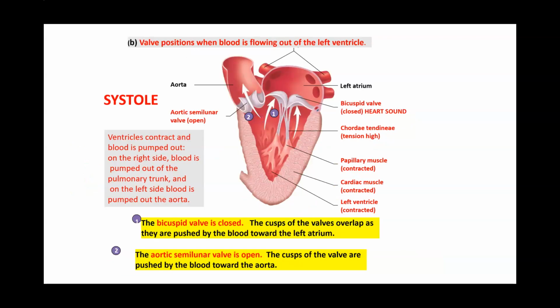Look at what happens with contraction. And again, we're only looking at the left side, but you know that the right side is also contracting because the two ventricles contract at the same time. So this is ventricular systole. So during ventricular systole, the atria are relaxed. So atria are in diastole.